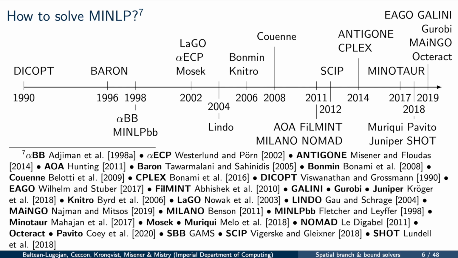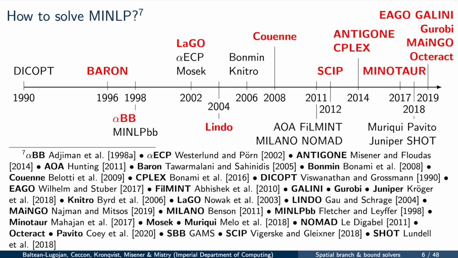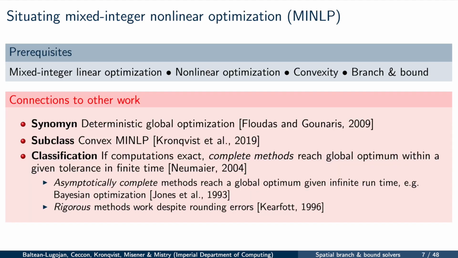Here's a very wide array of solver software. The solvers that I've highlighted here in red will manage non-convex nonlinearities to global optimality. It's worth situating this presentation in the literature. I will assume that everyone listening knows a bit about mixed integer linear optimization, nonlinear optimization, convexity, and branch and bound. I will use deterministic global optimization as a synonym for MINLP.